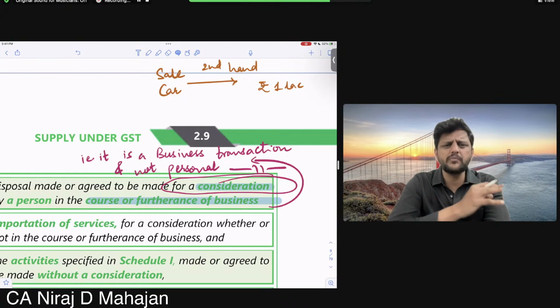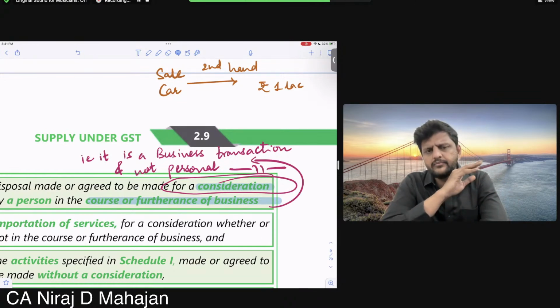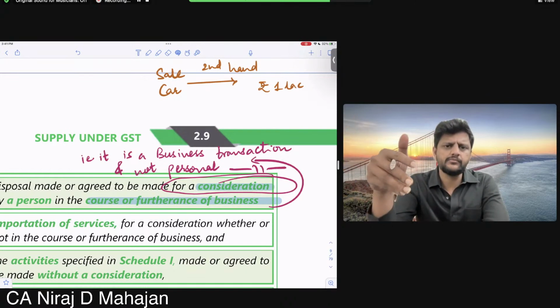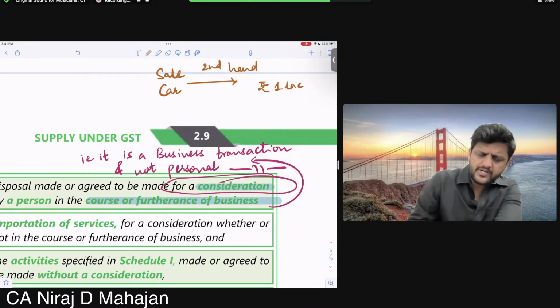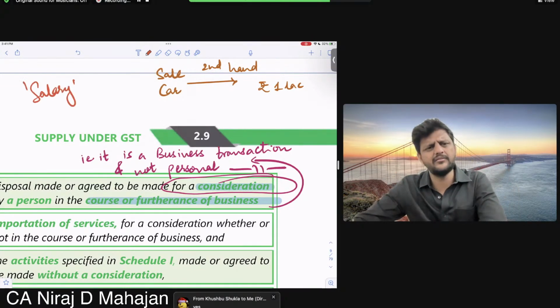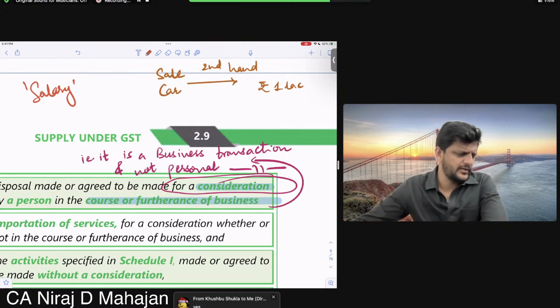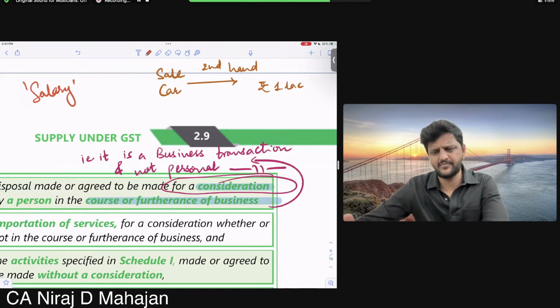So furtherance of business means what, children? It is a business transaction, not a personal transaction. You should be in that business. Children, can I say that now? If a person is earning salary income and he sells his car and gets his money, should he charge GST? No. Because buying and selling of a car is not his business.